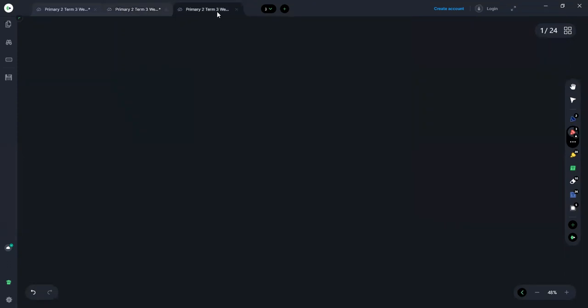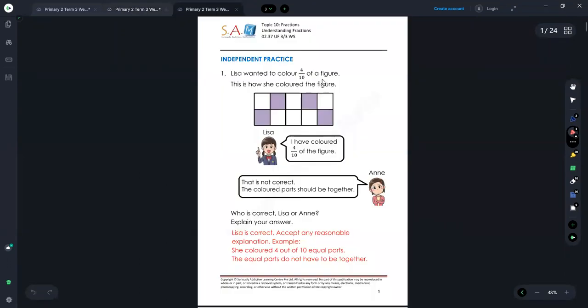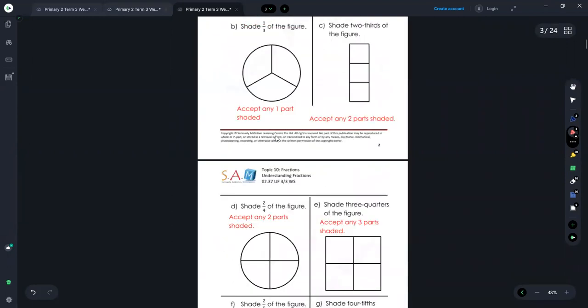Then you can move on to booklet 3, which is more practice. Who is correct? Let's do question 1. Lisa wanted to color 4/10 of a figure, and this is what she did. Lisa says, I've colored 4/10, and says that is not correct, colored parts should be together. So ask them, do you think Lisa is correct or the other is correct? I'm not sure what the response would be, but of course you have to explain to them that 4 out of 7 is actually any 4 out of 7. It doesn't have to be together. So it's any 4 out of 7.